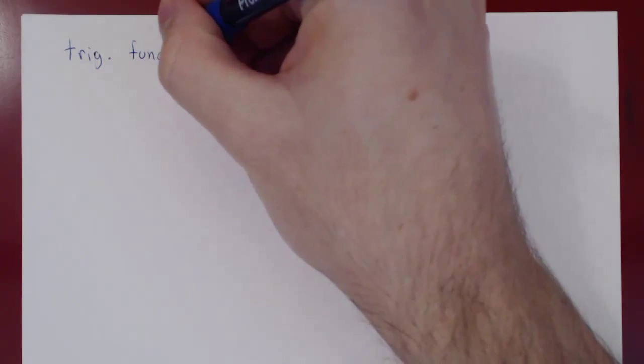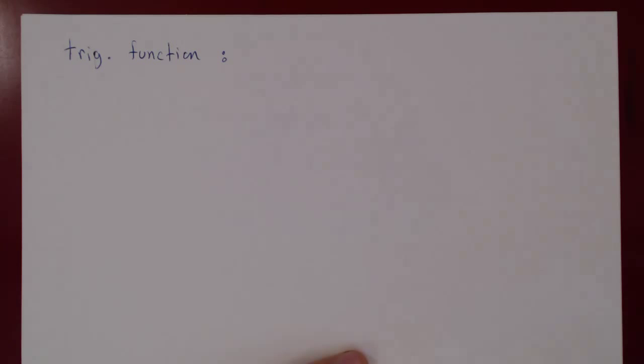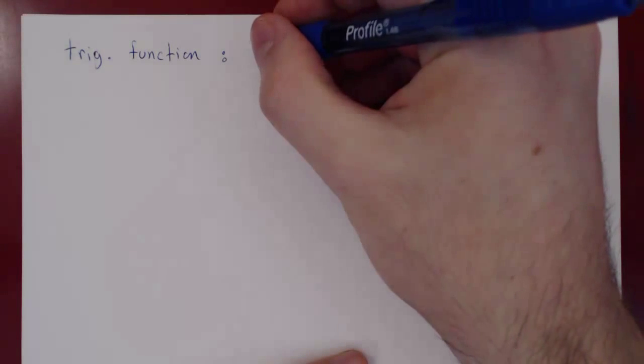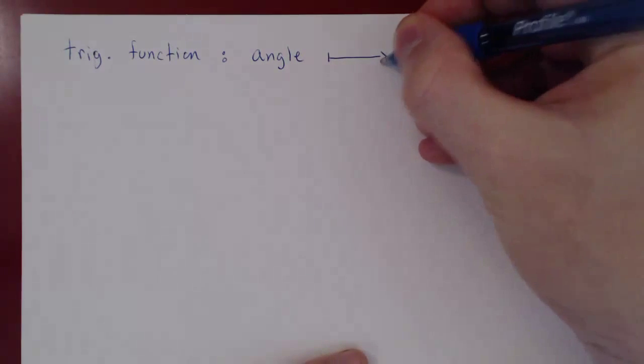So let's just start with understanding what a trig function gives us and what an inverse trig function gives us. So if you have a trigonometric function, well, what a trig function takes is an angle, right? Think of sine, cosine, tangent. You have a right triangle, and the trig function takes an angle as its argument. So a trig function takes an angle.